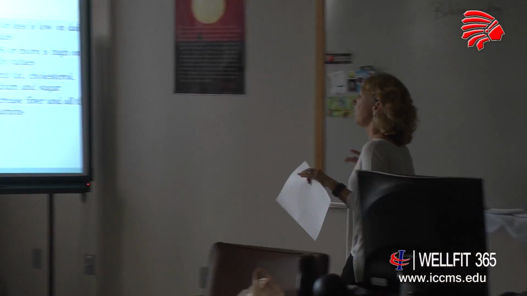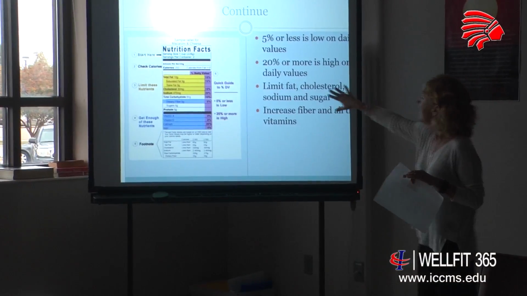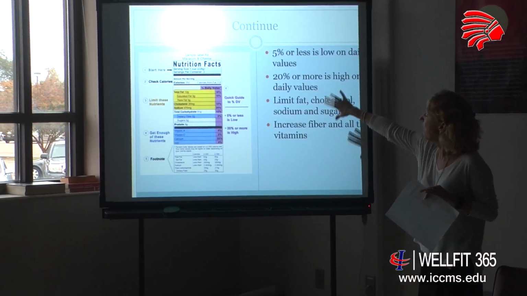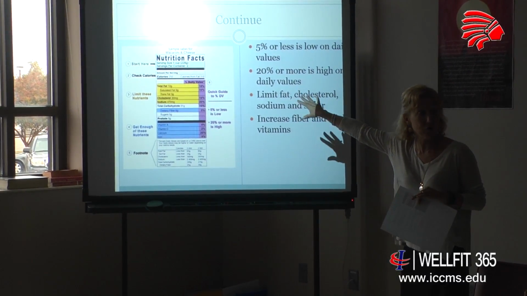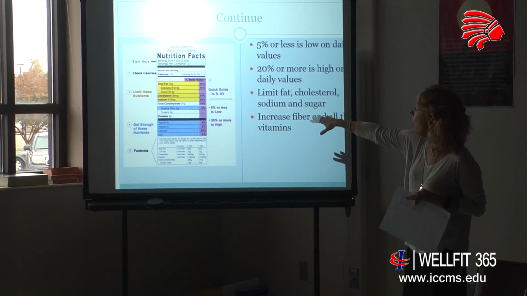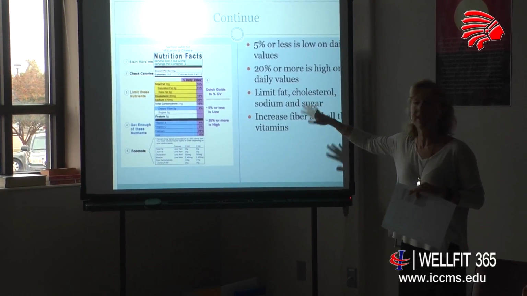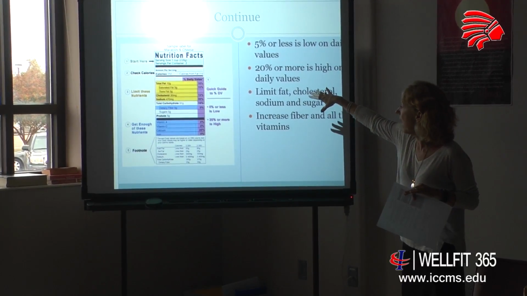But also, if you notice on the side, it says 5% or less. So the percent daily value is 5% or less. That means it's probably low in that nutrient. If it's 20% or more, that means it would be high. So you kind of use that as a reference guide.